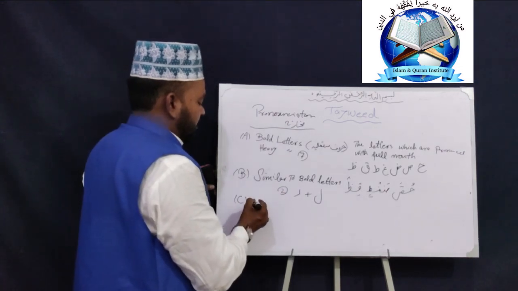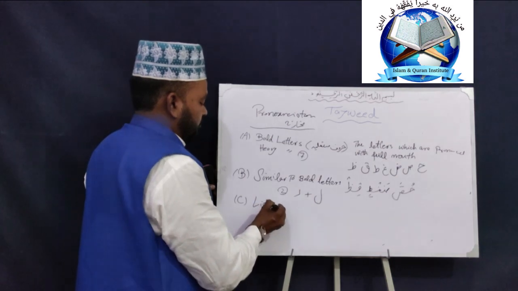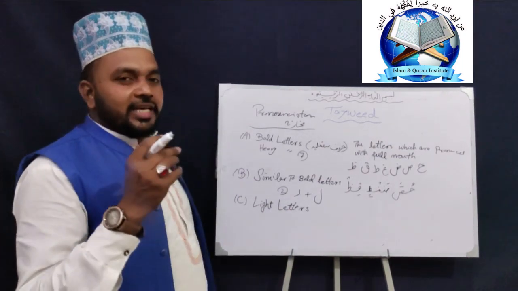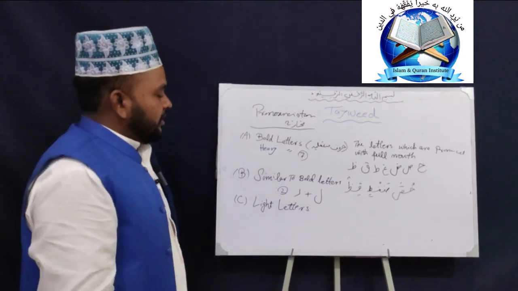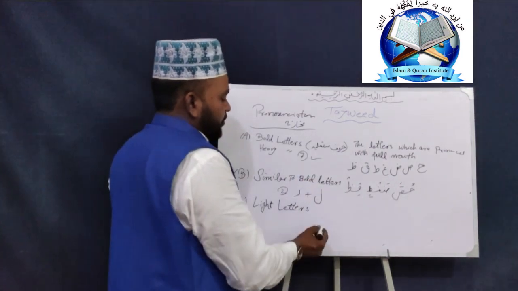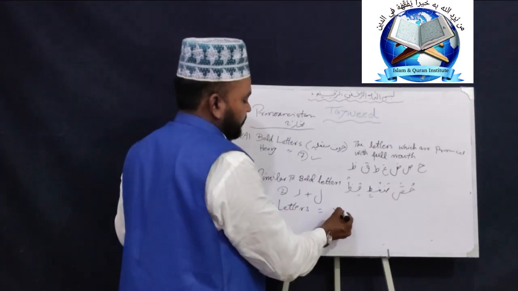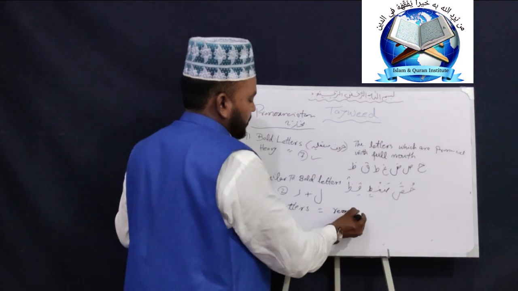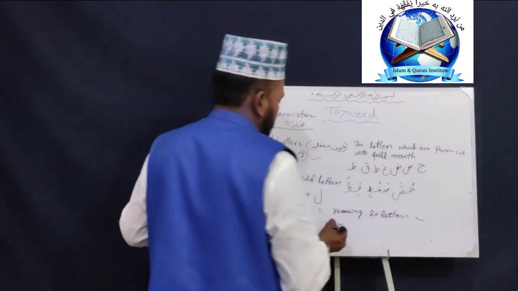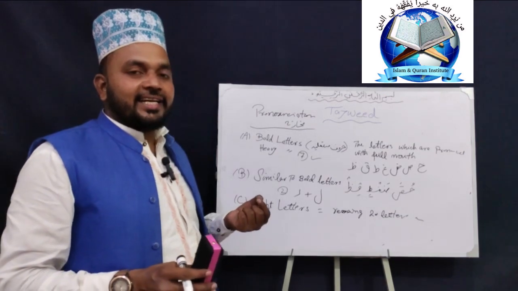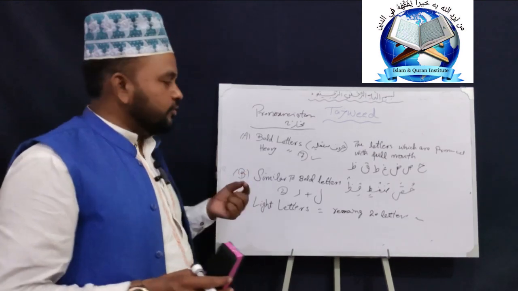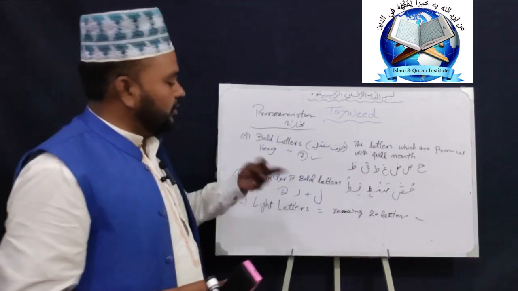Then the third category is light letters. Light or lean letters, which are read as light. They are opposite to heavy or bold letters. When we exclude bold and similar to bold, the remaining twenty letters are light. They are read as light, like ba, ta, ta, jim, ha, dal, zal, za, sin. Other than these, all the other letters are light.